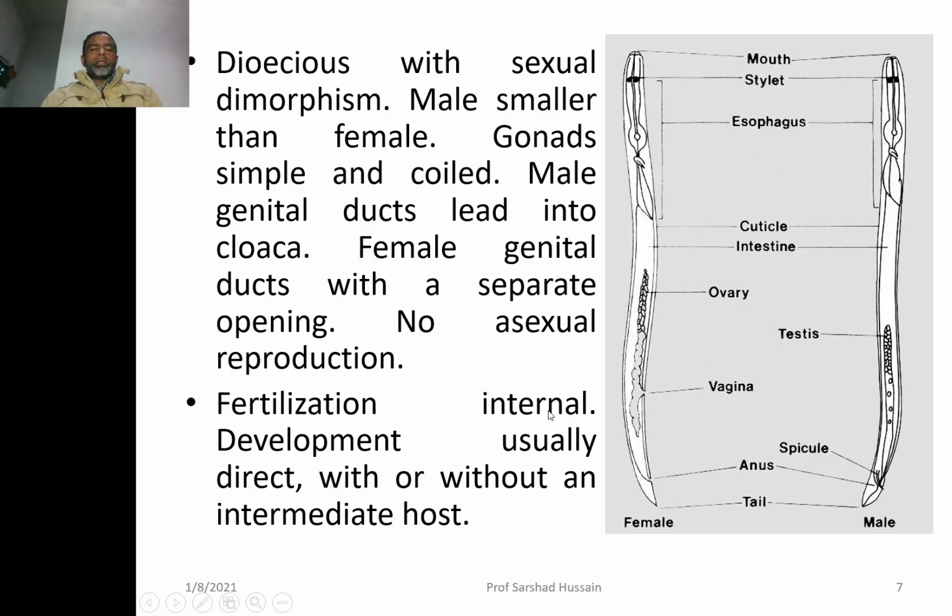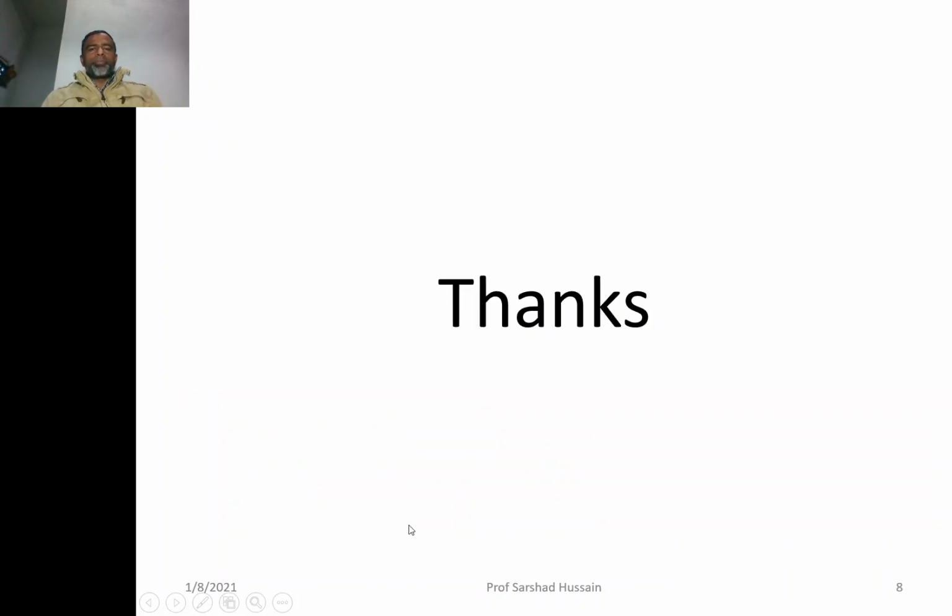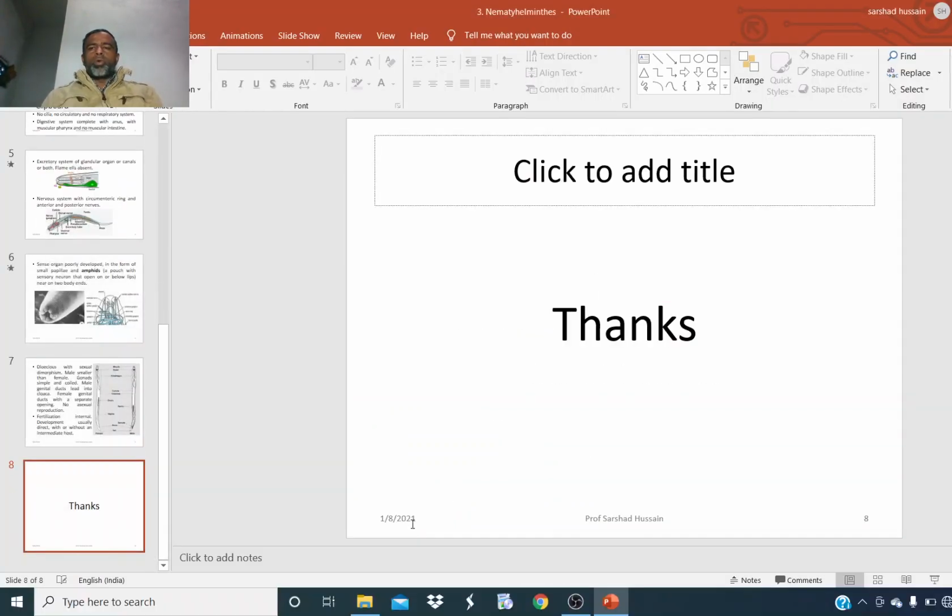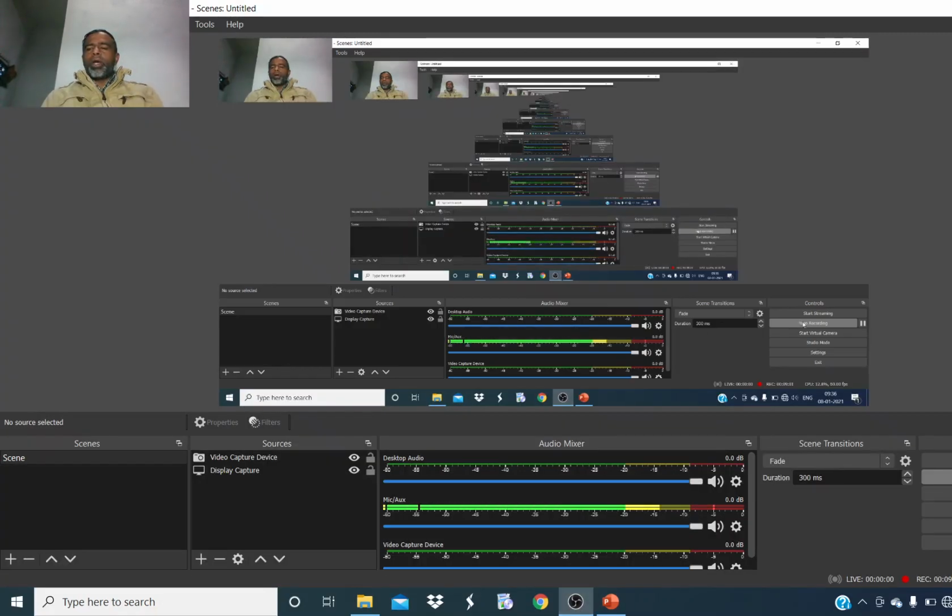Fertilization is internal, development usually direct, that means no larval form is involved. They may have an intermediate host if they are parasites, or they may not have an intermediate host. Thanks. This is all about the general characteristic features of phylum Nematoda.